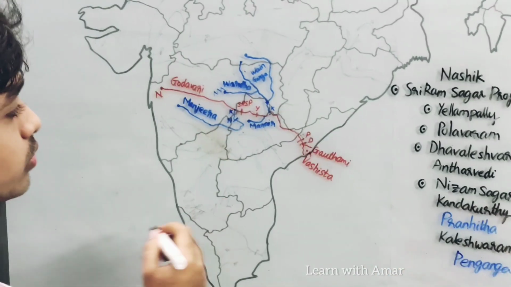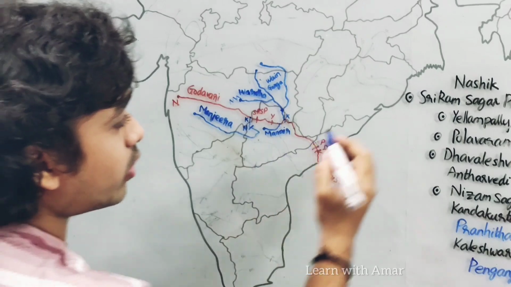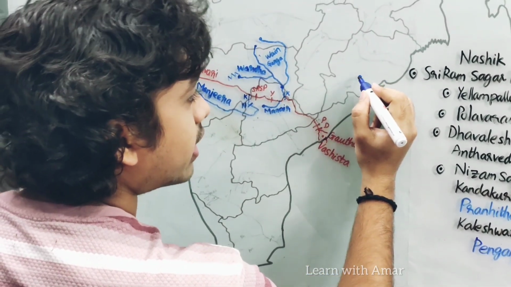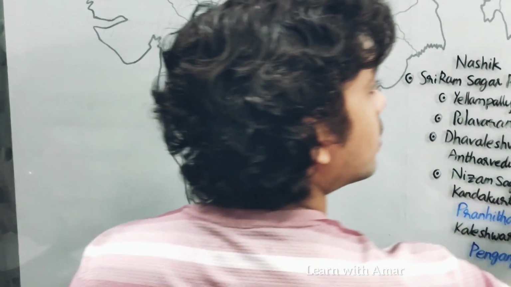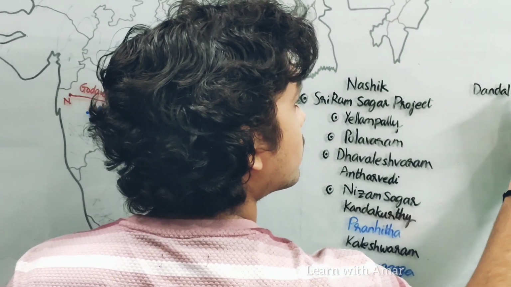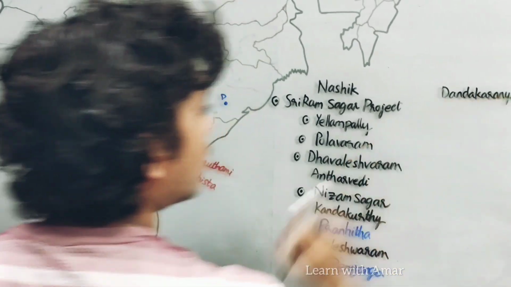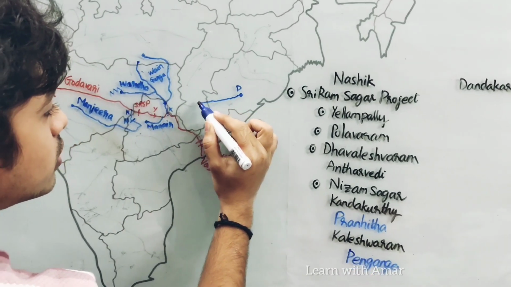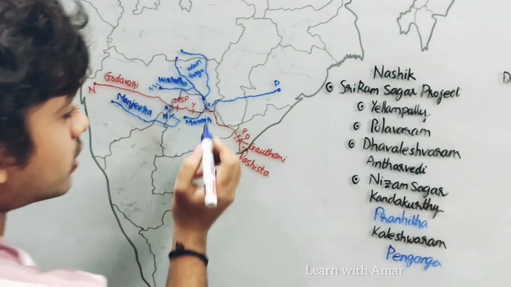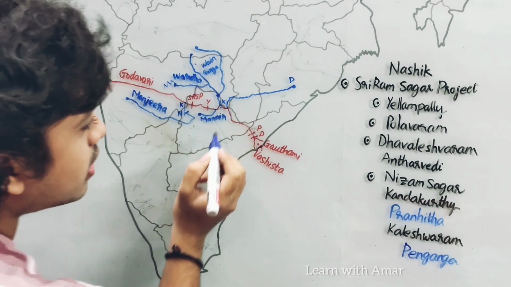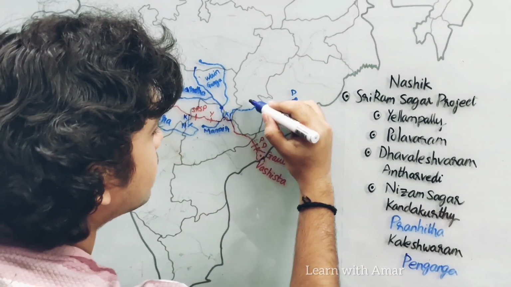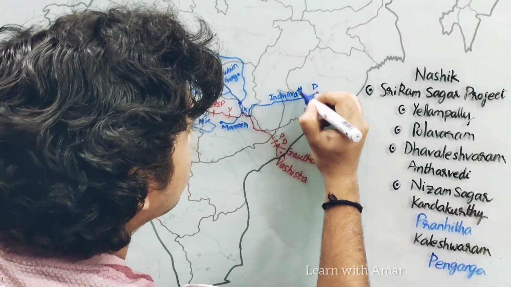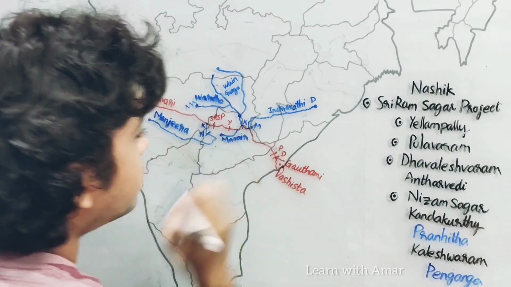Now the next tributary of Godavari is this. This is Indravati river. It originates in Dandakaranya, in the Eastern Ghats in Odisha. It flows through Odisha, Chhattisgarh, acts as a border between Chhattisgarh and Maharashtra and joins the Godavari here. This is Indravati. And it joins at Medigadda.